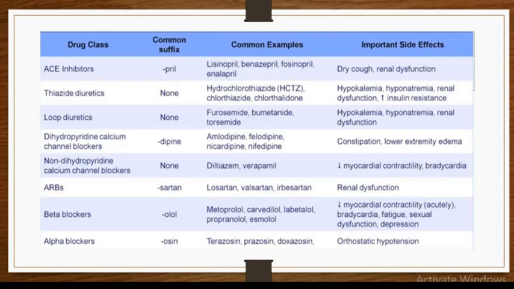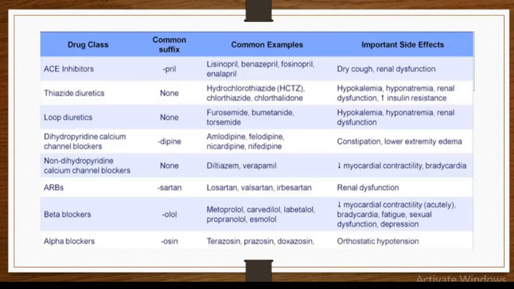Then we also have the beta blockers, always ending with lol, such as labetalol, esmolol, propranolol, and their major side effects are decreased myocardial contractility, bradycardia, and also sexual dysfunction, as well as depression. Then we have the alpha blockers, always ending with zosin or osin, such as terazosin, prazosin, and their major side effect being orthostatic hypotension.